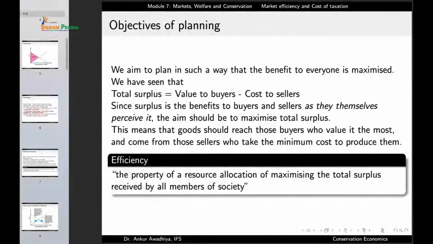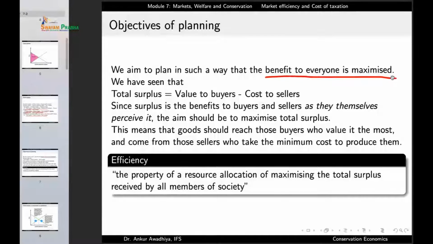But if we do not take anybody's side, we are not on the side of the buyers, we are not on the side of the producers, but we are on both of their sides, then what we'll say is, okay, let us see if we can increase the buyers and the producers surplus. What is the maximum that we can get to? So that is a maximization of the total surplus. And that is an objective of planning. We aim to plan in such a way that the benefit to everyone is maximized. We are trying to maximize everyone's benefit, whether he or she is a buyer or a seller.